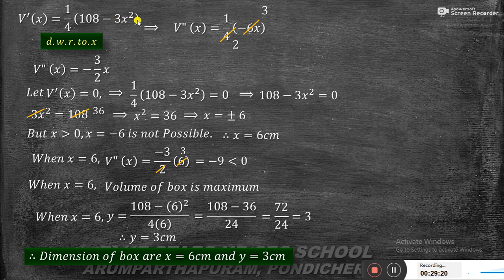minus 3 into the differentiation of x², which is 2x, so minus 6x. Next term, 4 and 6 are cancelled, so minus 3/2 x. V''(x) = -3/2 x.